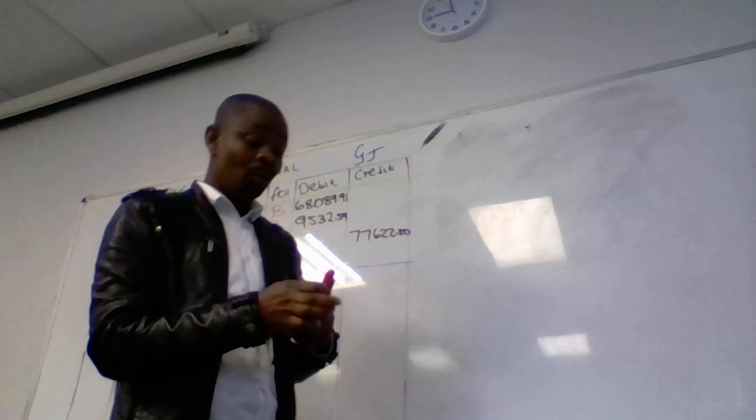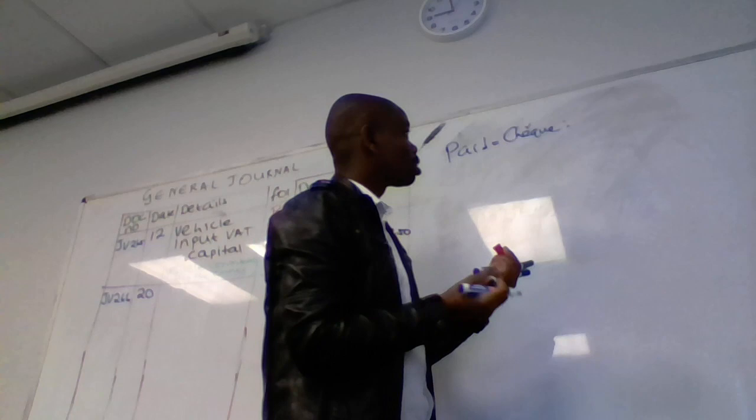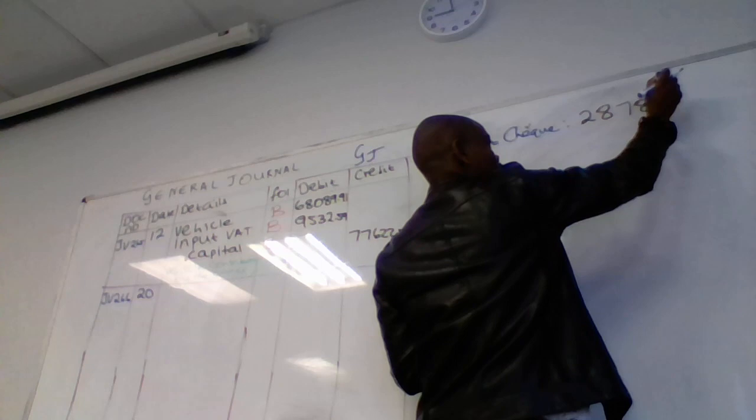Here we paid. How much? We paid, man. By check. Give me the amount that we paid, please. 28,000, 789.45. This is the payment we made.